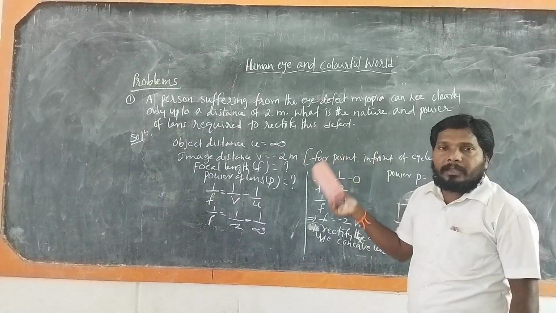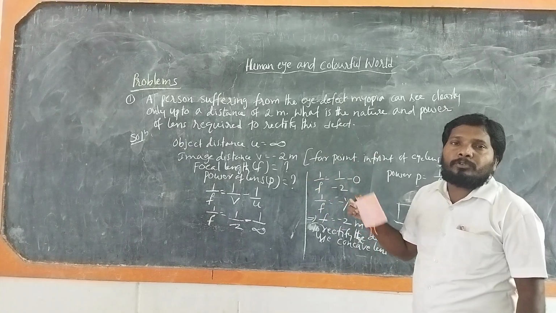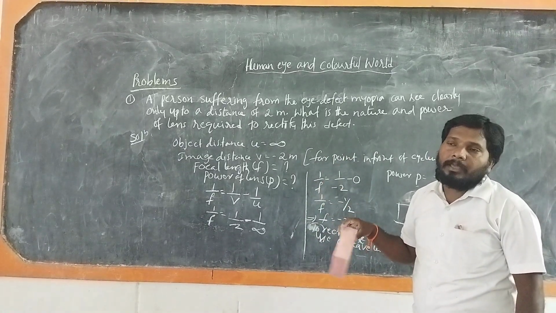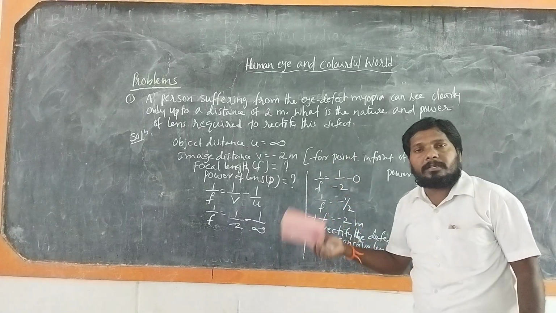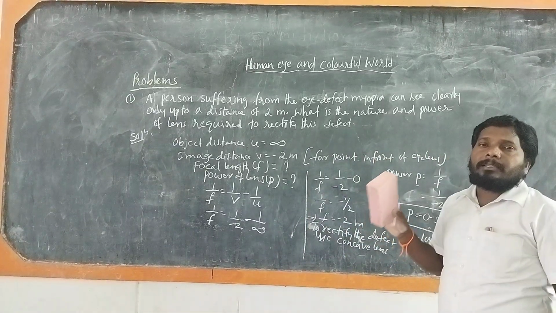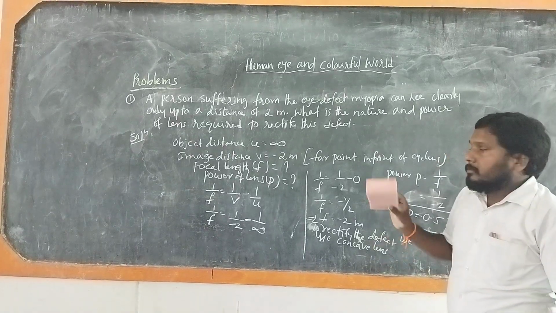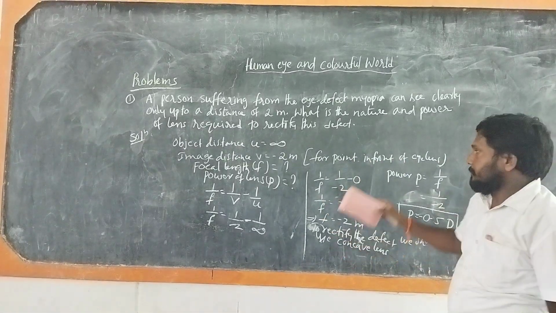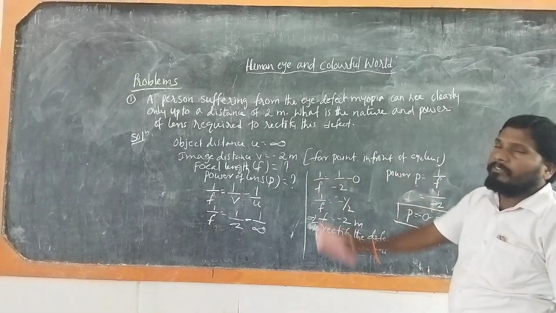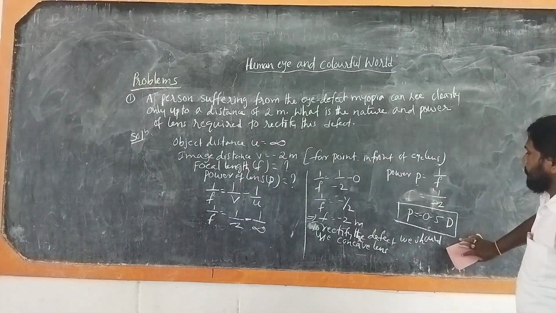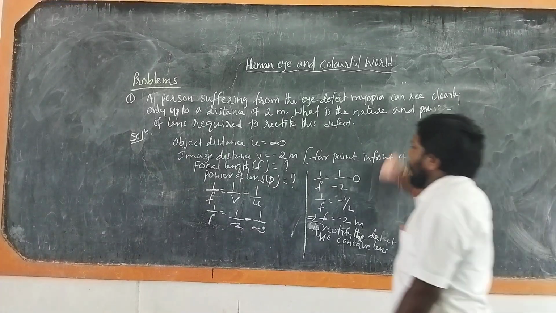And to rectify the defect of vision, you need to use spectacles. So the spectacles contain some power, like using a concave lens or a convex lens. So the lens has some power. What is power? The reciprocal of focal length. So this is our one problem. Then coming to the second one.